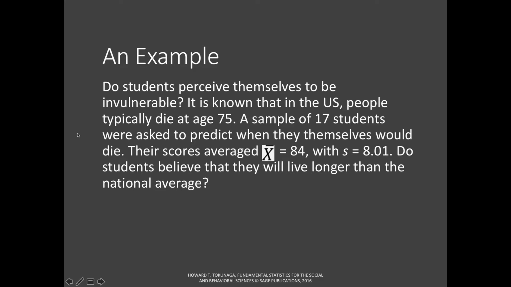Do students perceive themselves to be invulnerable? It's known in the US that people typically die at age 75. A sample of 17 students was asked to predict when they think they're going to die. That's really morbid. This is a terrible example. This is what your book told me to talk to you about, so whatever. The scores of those 17 students had an average of 84, with a sample standard deviation of 8.01. So does this sample show that these students think they'll live longer than the national average of 75?